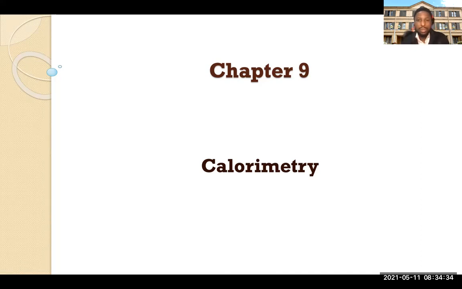I'm sure many of us wear smartwatches or track our movement even on our cell phone, and it will show you the amount of calories you've burned and the rest. So that is referring to energy. So that's what we'll be looking at today, calorimetry.